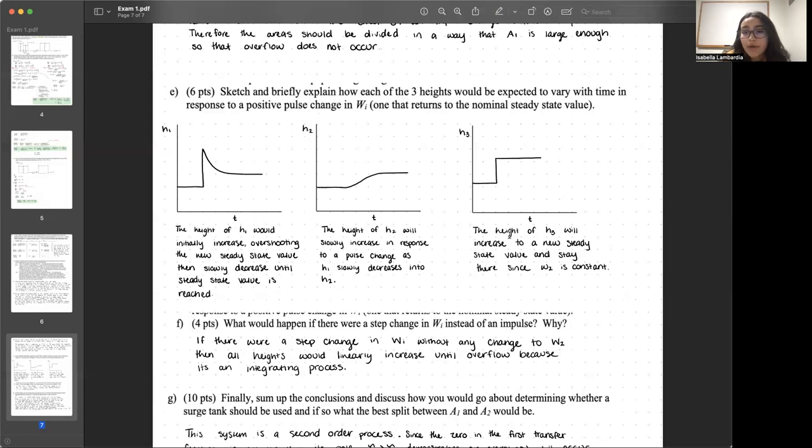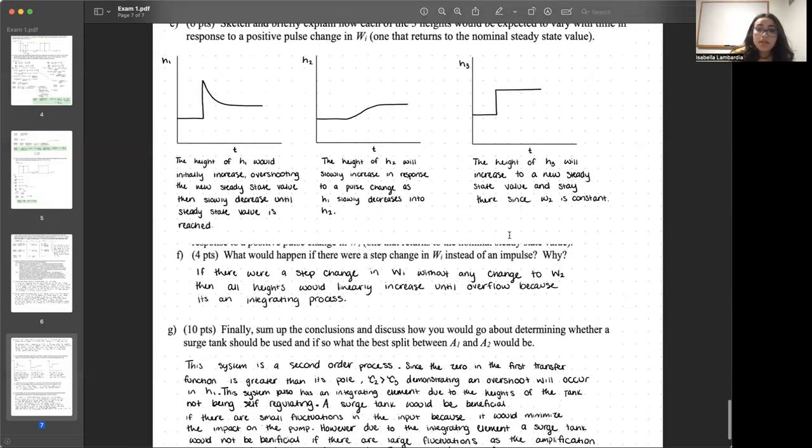For height 3 without the weir, because we are dealing with the pump, our flow rate out is set, so it's going to jump to a new steady state value, a higher height, and then it's just going to stay there. So if these were step changes, then we are dealing with an integrating process due to that pump. If there's a step change in the input, our mass flow rate in, that does not mean that there's going to be any change to the flow rate out. So we would see all the heights would linearly increase until overflow happens.